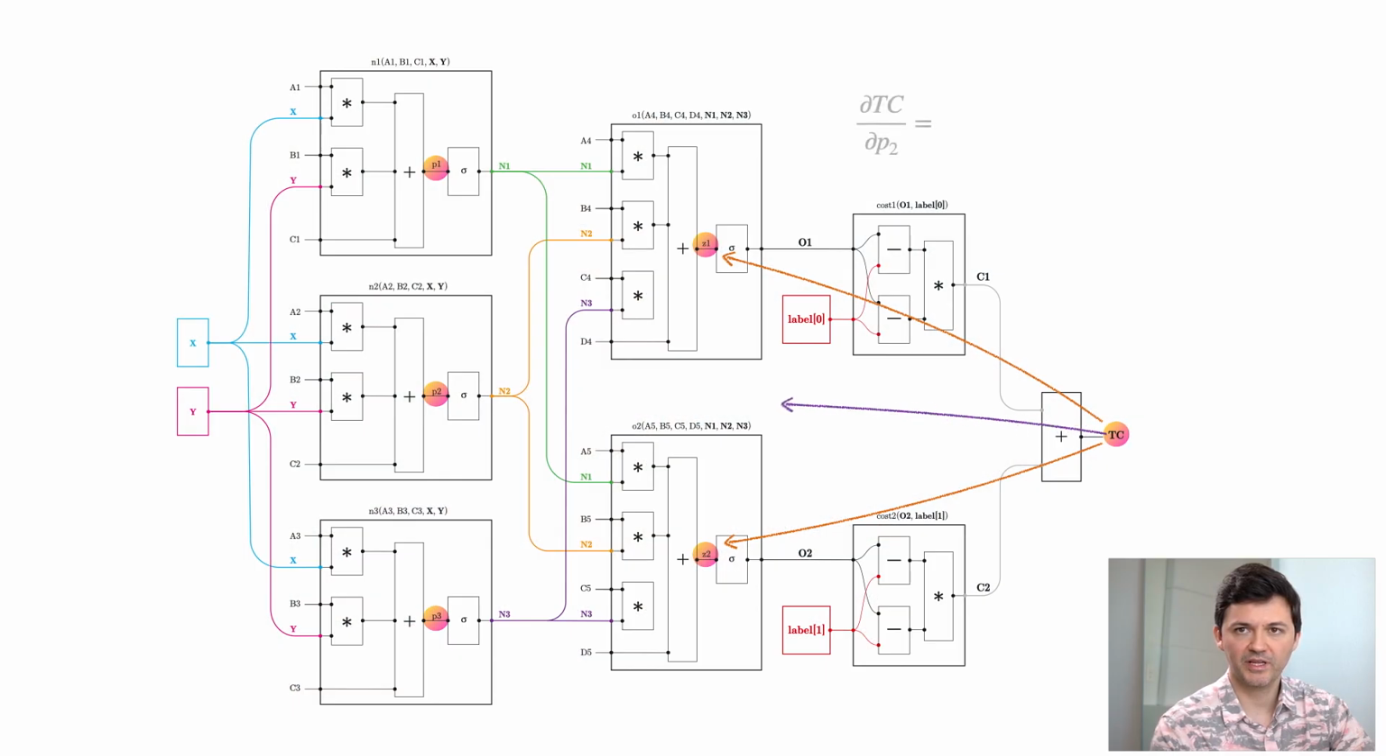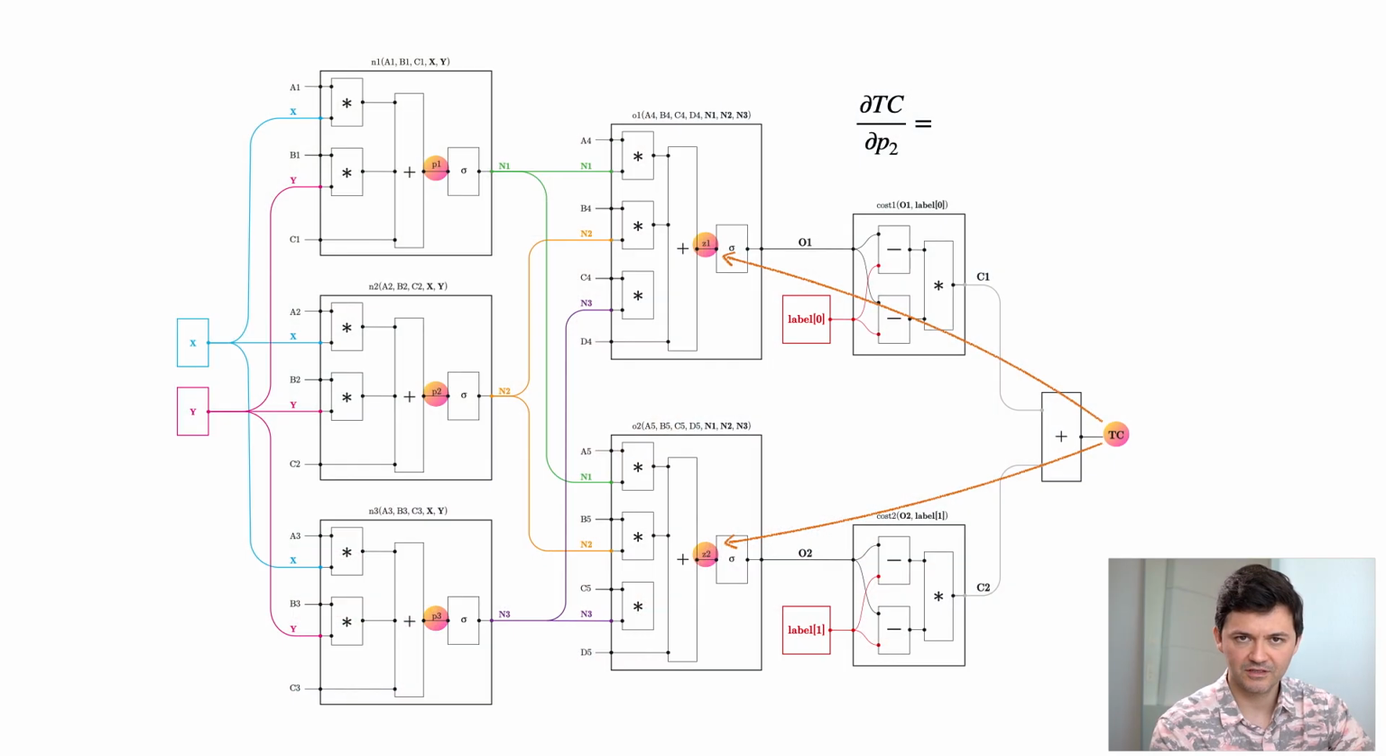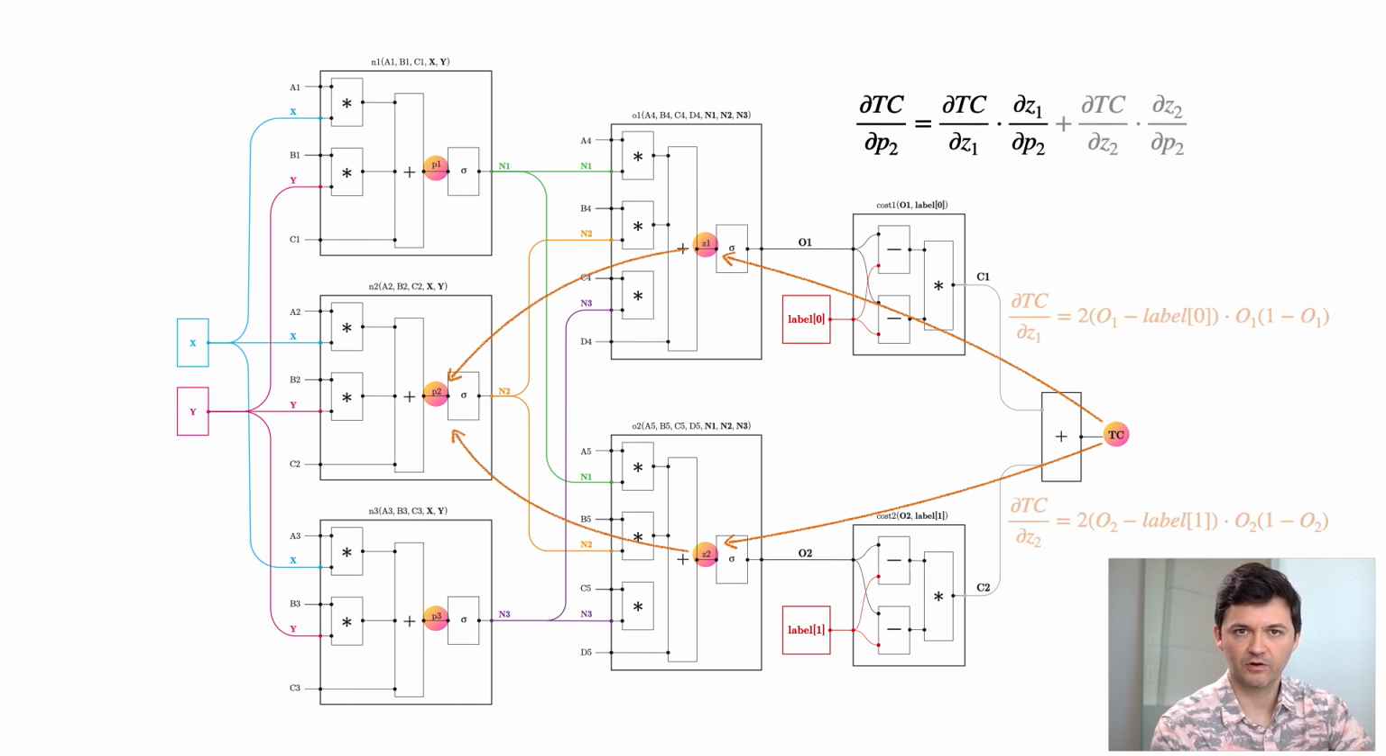To compute the partial derivative of the total cost in terms of the weighted sum P2, we have the same situation. The neuron in which P2 is located branches into the next layer. And because of this branching, we need to add partial derivatives from the two possible paths that can take us from the total cost Tc to P2. And one route goes through Z1 and the other route goes through Z2.